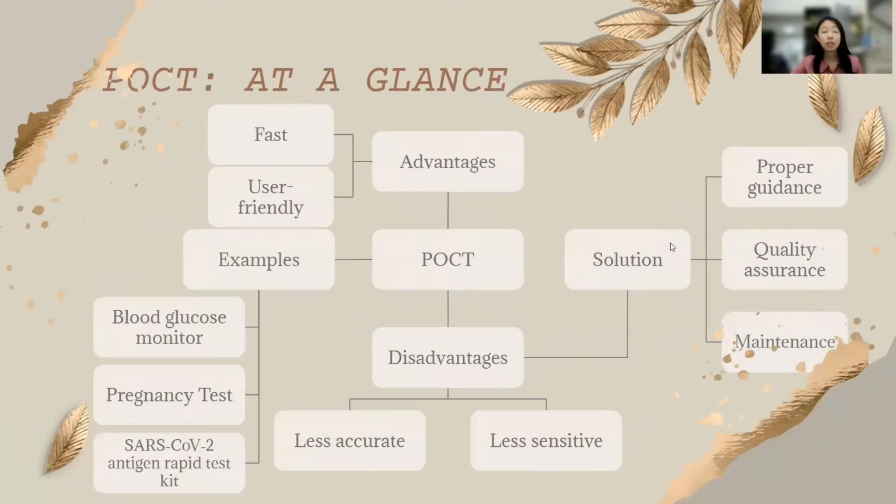In short, POCT is diagnostic testing at or near the site of patient care. Some examples are blood glucose monitors and pregnancy tests, as well as the SARS-CoV-2 antigen rapid test kit. Although they are rapid and user-friendly, they are less accurate and sensitive than those used in the central lab. Therefore, in order to maintain their accuracy, proper guidance, quality assurance, and maintenance are needed.